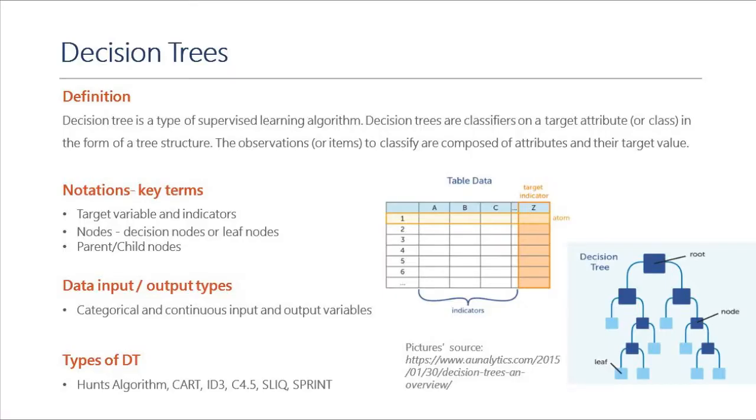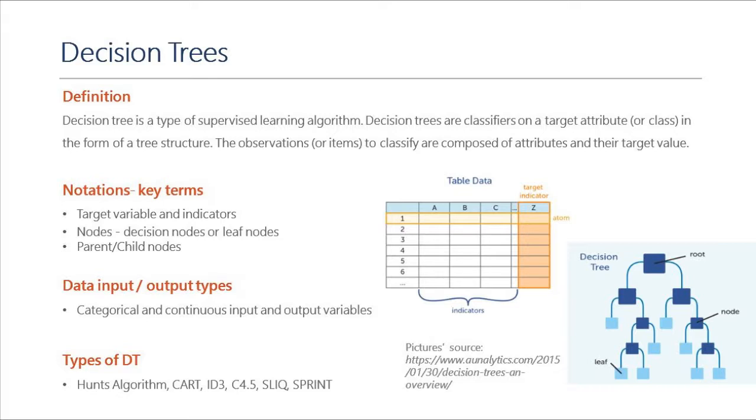So when talking about decision trees, I'm sure that most of you are familiar with the concept. They're a popular method of creating and visualizing predictive models and algorithms. In general, a decision tree is a type of supervised learning algorithm. It's a classifier on a target attribute or class in the form of a tree structure. The observations or items to classify are composed of attributes and their target value.